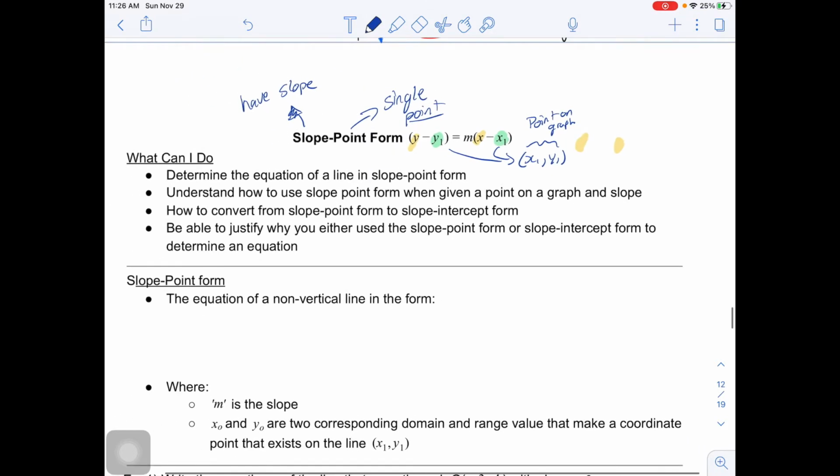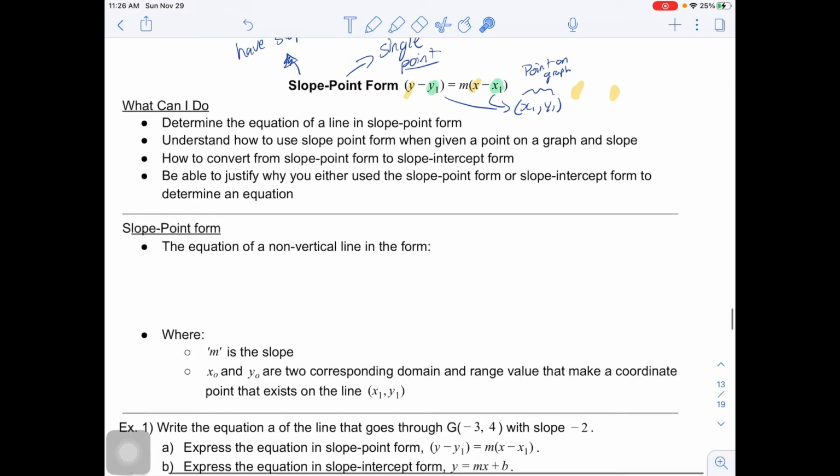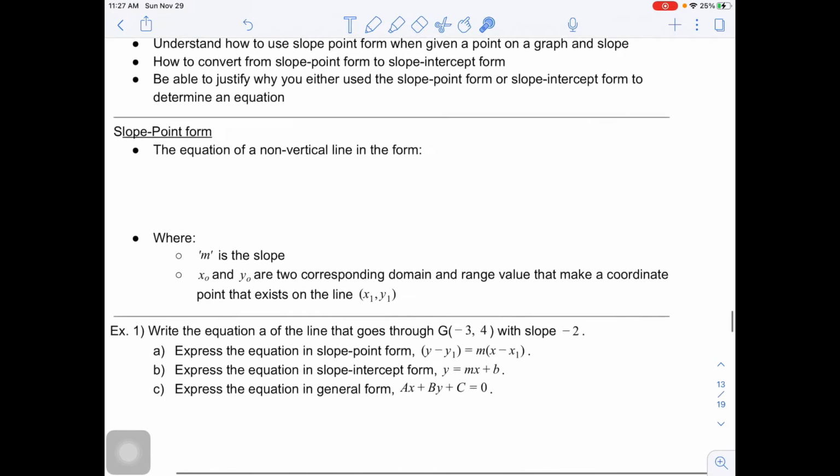So we're going to learn how we can determine the equation of a line using the slope-point form. You have to be able to convert from slope-point form to slope-intercept form. Okay, and you have to be able to justify when you should use either the slope-point form or the slope-intercept form to determine an equation. Because remember, you can always represent an equation or a graph with different equations.